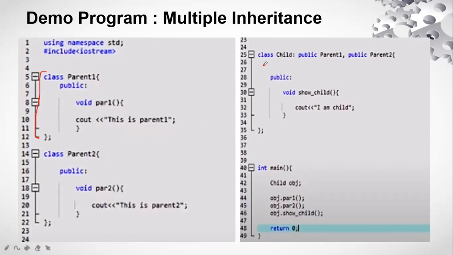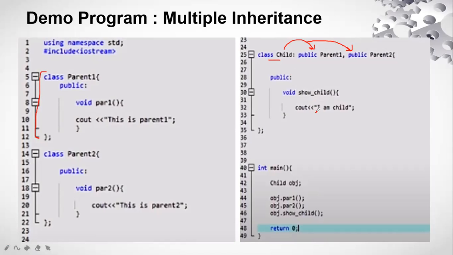And now I'm going to create a class with the name child, and it is going to inherit the properties of parent 1 and parent 2. That means it has two parents. And this is the child class, the subclass. Here I'm going to define a function, show child. So it is going to print I am a child, right?